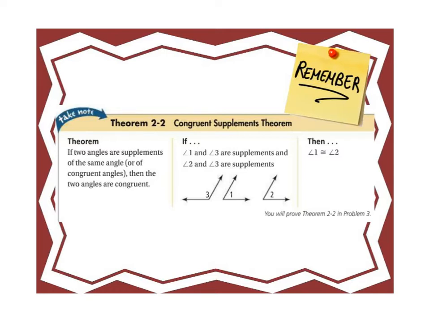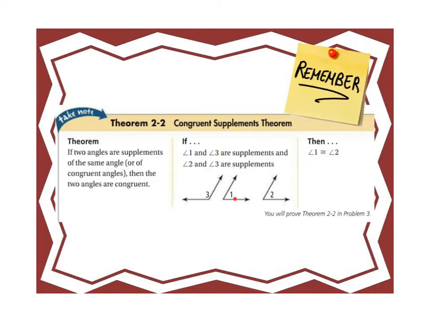This is one that should be popping up in the back of your mind. It says if two angles are supplements of the same angle. So over here you can see that it says 1 and 3 are supplements, and it tells me 2 and 3 are supplements. So what this theorem says is that if two angles are supplements of the same angle, so I'm talking about 1 and 2, they are both supplements of angle 3, then those two angles are going to be congruent.